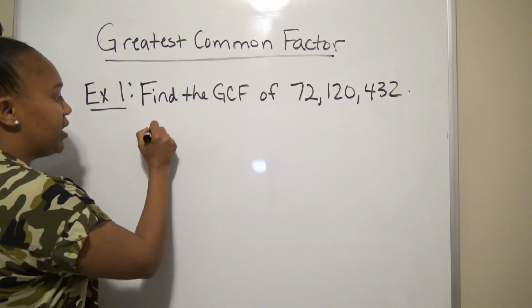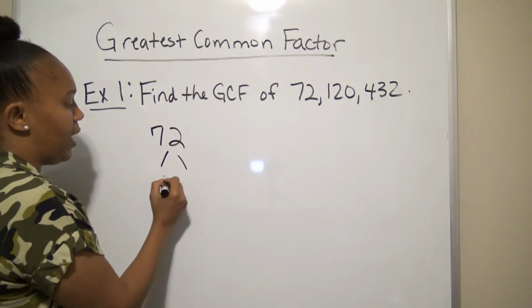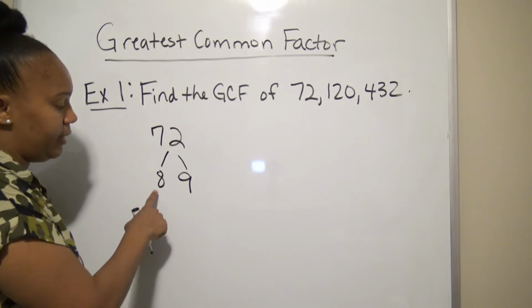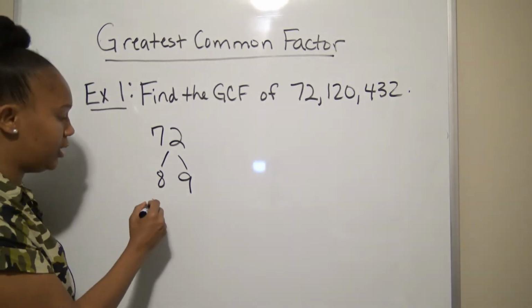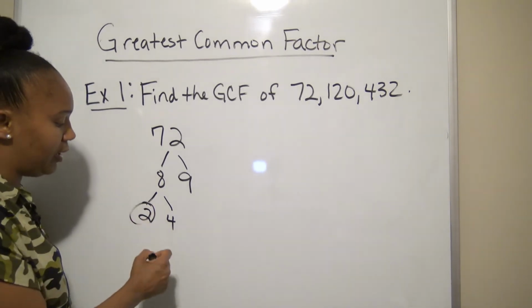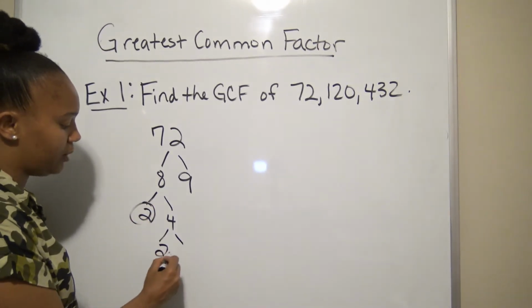So I'm going to start with 72, and 72 I know is 8 times 9. And 8 is not prime. That can be broken down into 2 times 4. 2 is prime, so I will leave that alone. 4 is 2 times 2.